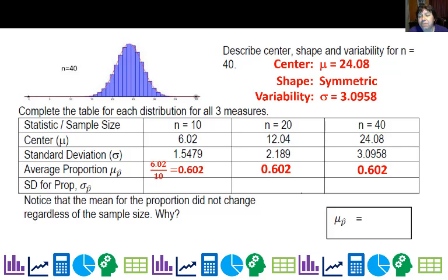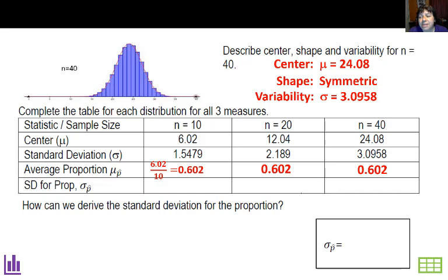Why is that? For the proportion value, well, the mean of the proportion is just going to be the regular mean divided by the sample size. But for binomial distributions, the mean is going to be n times p. So those two n's simplify, and you just end up with p, the proportion. So the mean proportion is the proportion. So in this case, if I tell you it's 60.2%, it's 0.602. Now let's take a look at the standard deviation for the proportion.